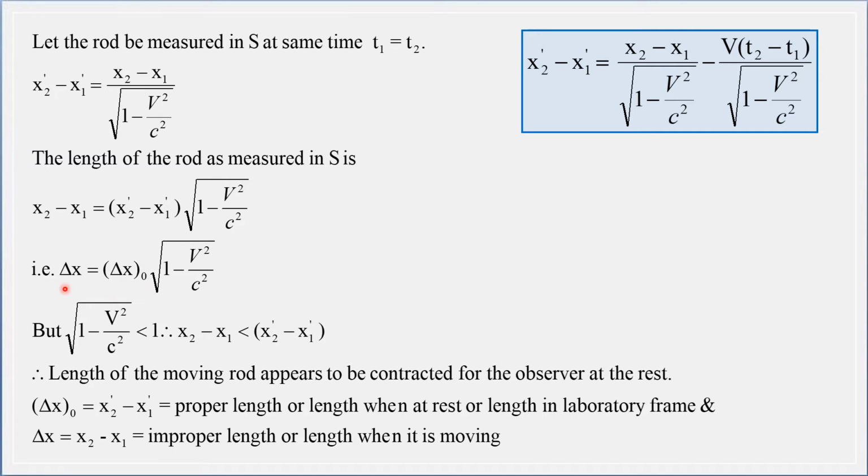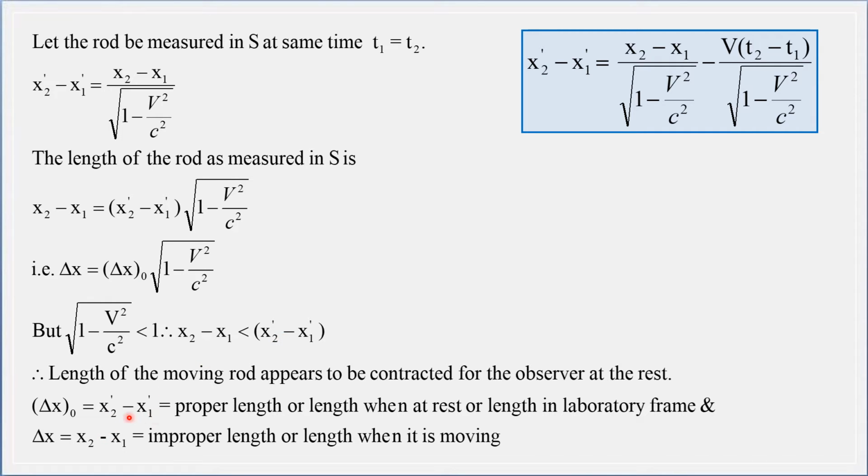That means, see, delta x is the length when we measure the length of the rod when it is moving. Delta x 0 is the length of the rod when it is at rest. So when you measure the length of the rod when it is moving, the length is smaller than the length of the rod when it is at rest. So this is called length contraction, because length appears to be less.